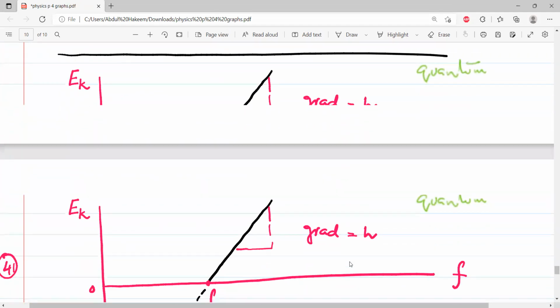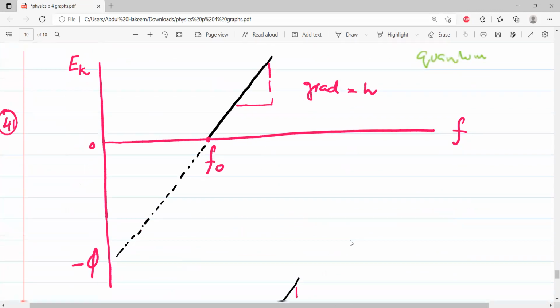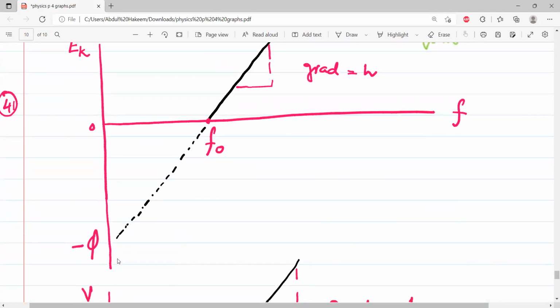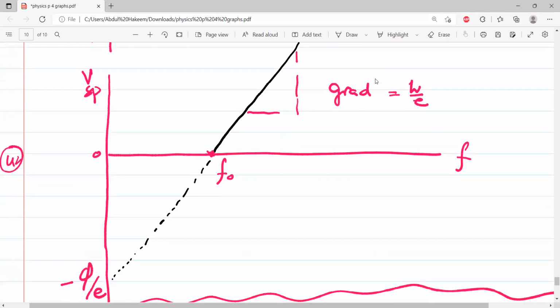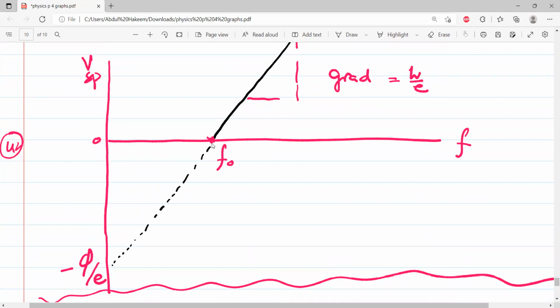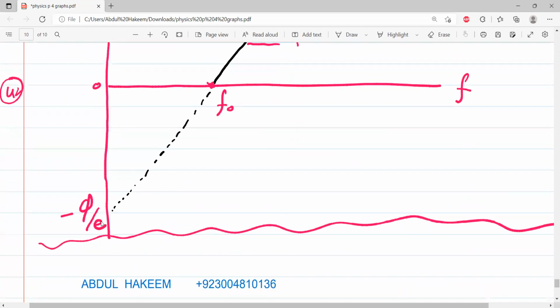And then this is about the quantum, kinetic energy against frequency. This is the threshold frequency. This is the work function energy, and the gradient is the Planck constant. If it is stopping potential against frequency, then this is the threshold frequency. The gradient is now h over e, e is the charge of the electron, and the y-intercept is minus phi divided by e.